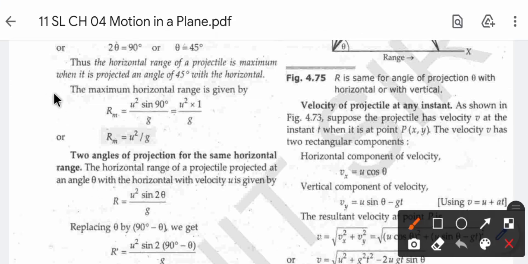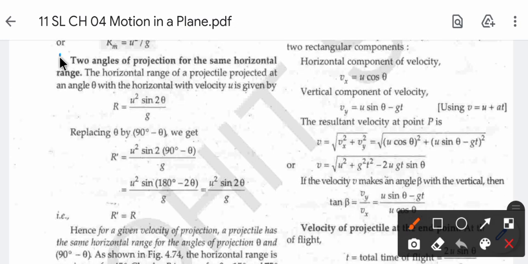Now the maximum horizontal range is given by, if we put the value sine 90, then it will be u squared into 1 divided by g. That means our maximum horizontal range will be R m equals u squared by g. Now, two angles of projection for the same horizontal range.